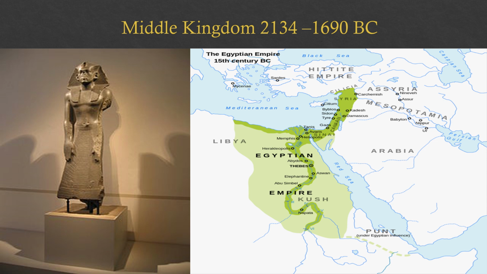Then we have the so-called Middle Kingdom from 2134 BC to 1690 BC. During this time, Egypt grew as a country, conquered different territories, and you can see here in the picture how great Egypt had become.